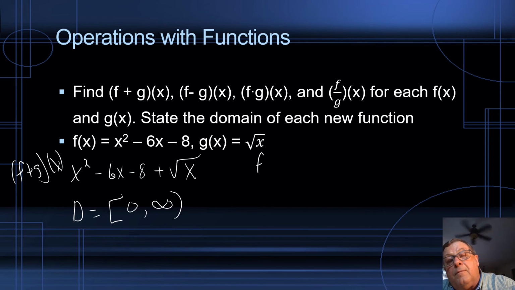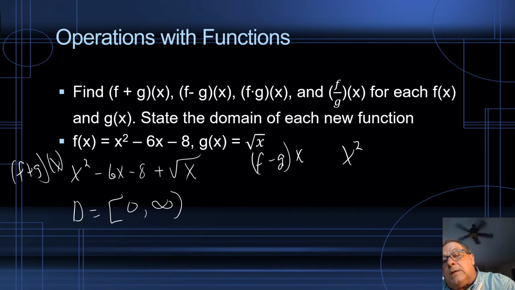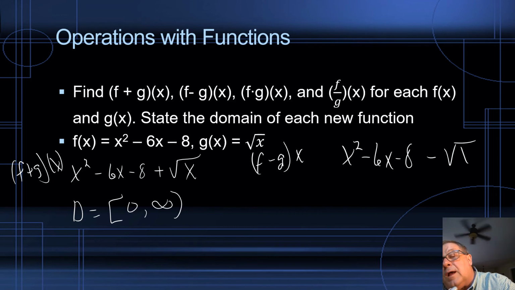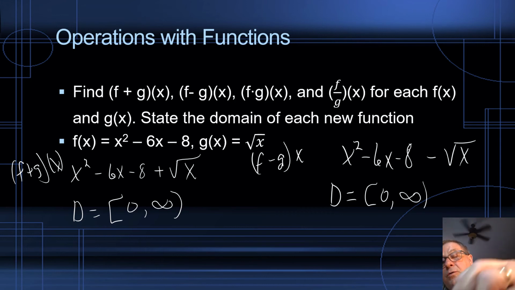All right, how about f minus g of x? Okay, well, we start off with x squared minus 6x minus 8, and then we're going to subtract from it the square root of x. Still got four terms, can't combine anything, so that's okay. What about my domain? Did my domain change from the previous one? I can't take square root of a negative number, so it can include 0 and then out to infinity. Just cannot be a negative number.